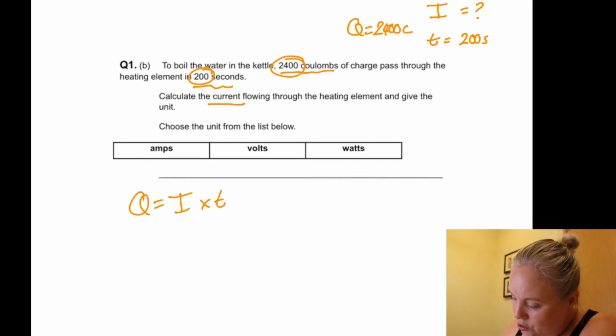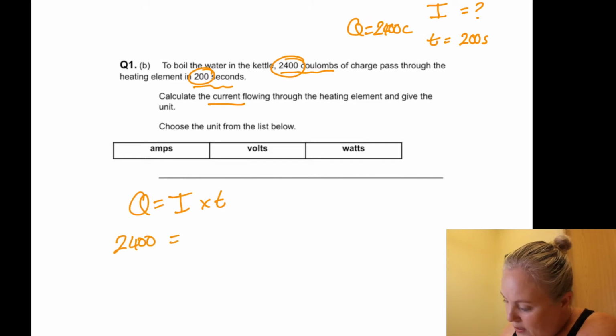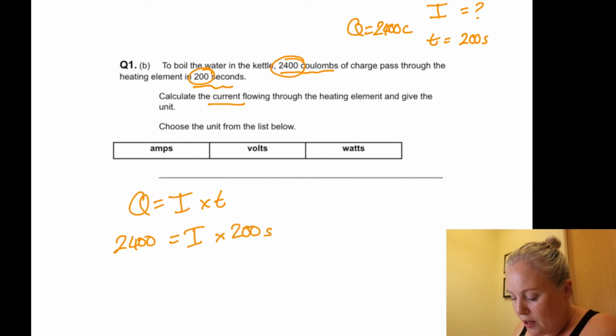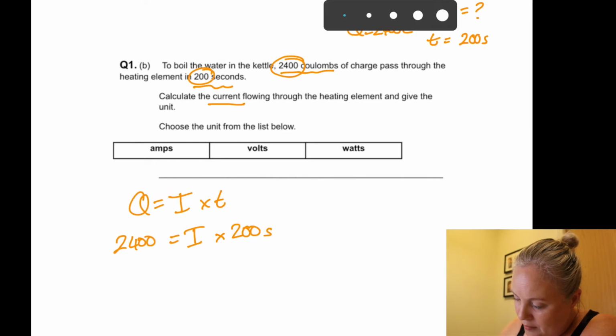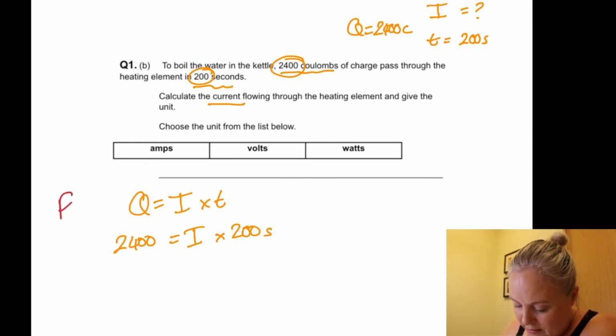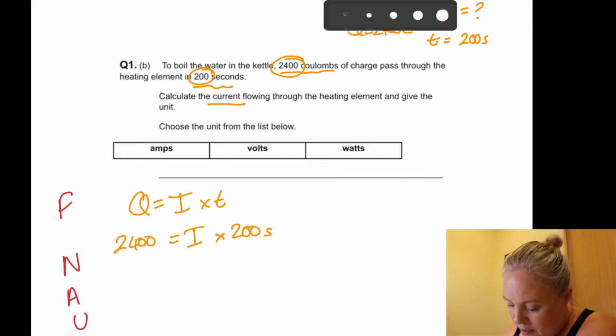So we've got Q is 2,400. We don't know I, but we do know T is 200 seconds. So we've got our formula, we need to put in our numbers, we need to work out our answer, and don't forget the units. Now we need to rearrange it to work out the answer.